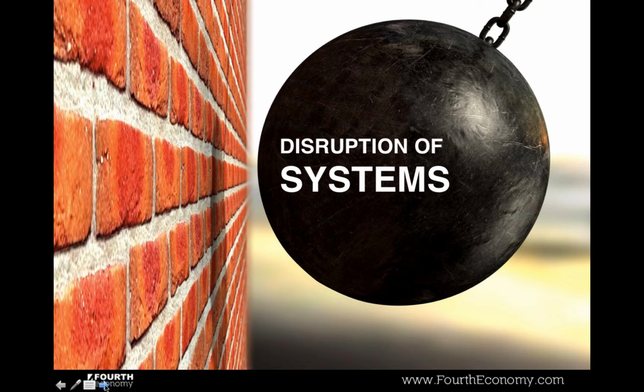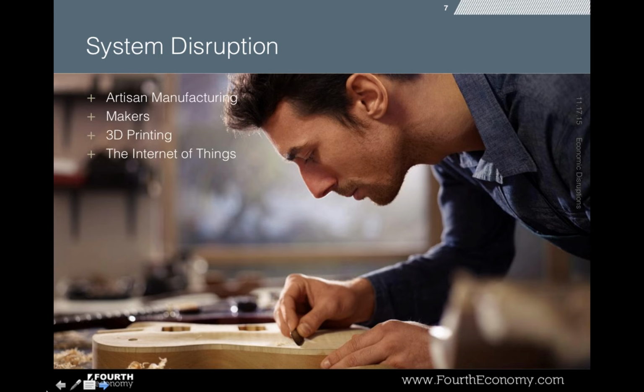So first, let's talk about the disruption of systems. We want to start with one of the major system disruptions, and you've probably heard about this under a variety of different names and labels: the maker movement, or you may have heard of it referred to as artisan manufacturing. But where we're really seeing some fundamental changes here is around also new technologies like 3D printing, which is causing a fundamental disruption of the supply chain and a potential reordering of production systems. And then when we combine that with other technological changes like the Internet of Things, we get another cascading series of changes in the way we make and produce things in our economy.